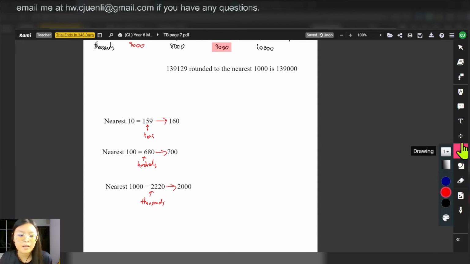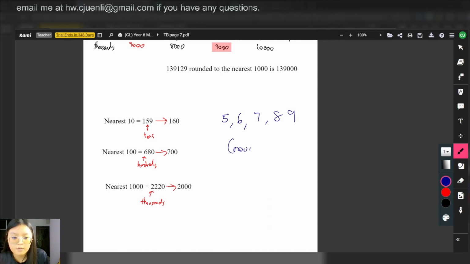And let me just give you a slightly more tip. What are the numbers that we can round out to? So 5, 6, 7, 8, and 9, we round up. Whereas 0, 1, 2, 3, and 4, we round down.